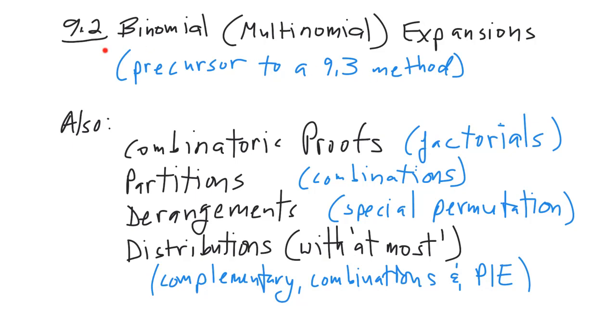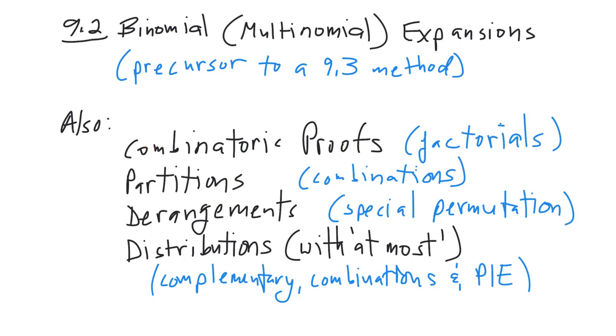In this video, we'll be talking about section 9.2, primarily binomial expansions, but we'll also be talking about multinomial expansions. And I think the main reason that this section is here between 9.1 and 9.3 is that binomial expansions are a precursor to an important method that we'll use in 9.3. Also in this video, these notes, we'll hit a couple other things.